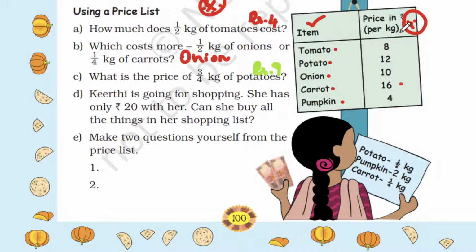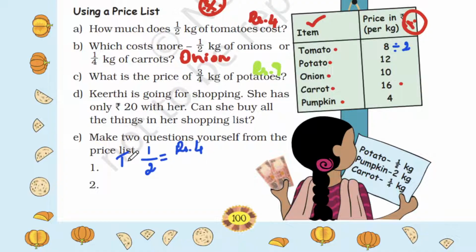So she needs to buy tomato, potato, onion, carrot, pumpkin, everything, but she should pay only 20 rupees. Okay, let's find out using a small calculation. If Kirti is going to buy half kg of tomato, so half kg of tomato is how much? 1 kg of tomato is 88. When you divide this into 2, you will get rupees 4.